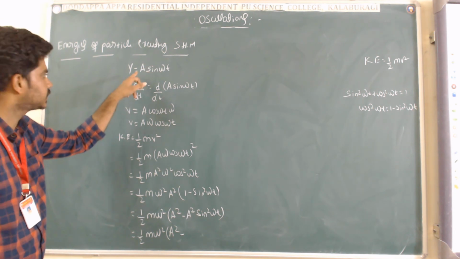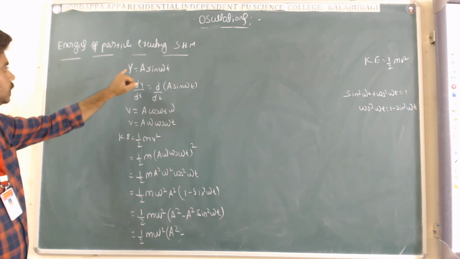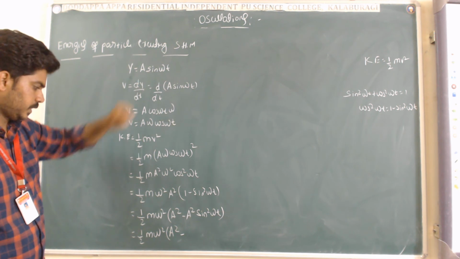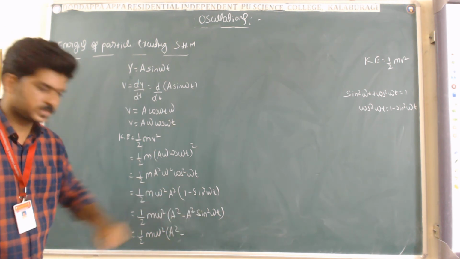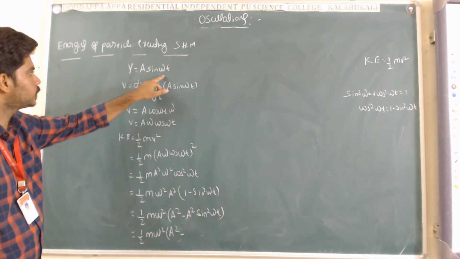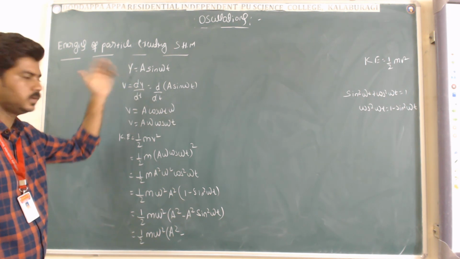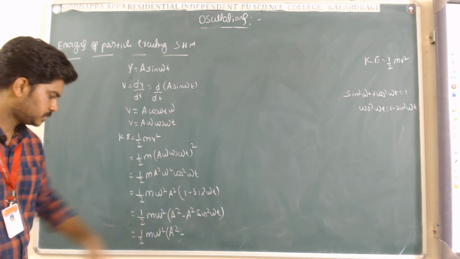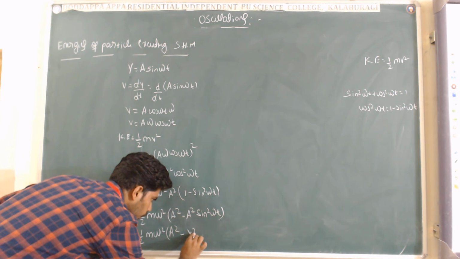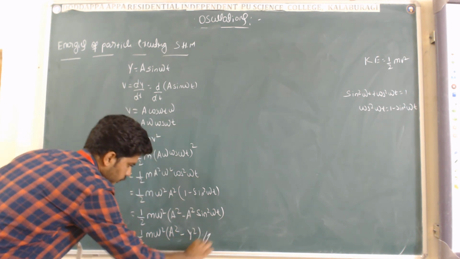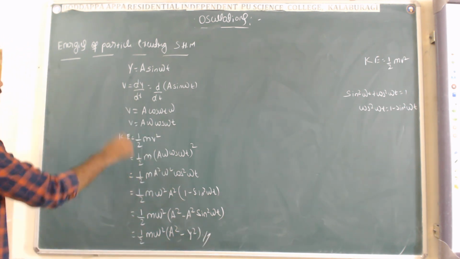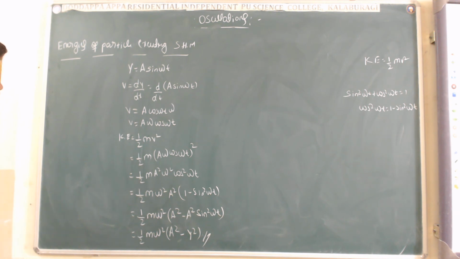You just see this equation. We have y equals a sin omega t, but here we have a square sin square omega t. So a square sin square omega t means, of course, it will be y square. It means in this place I will write y square. So this is the expression for the kinetic energy of the particle executing simple harmonic motion.